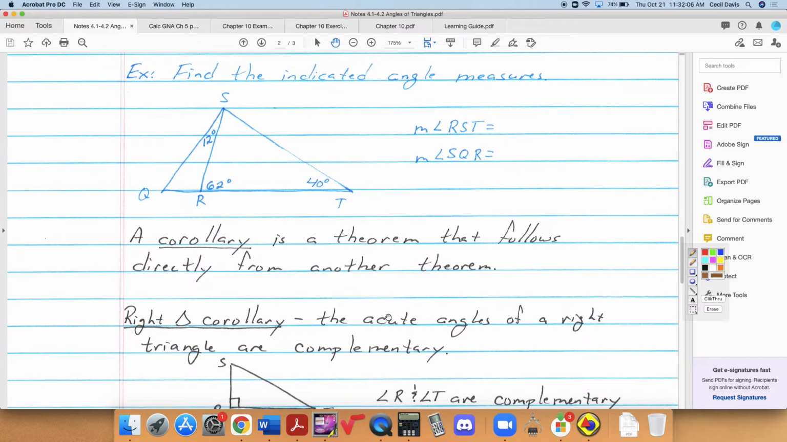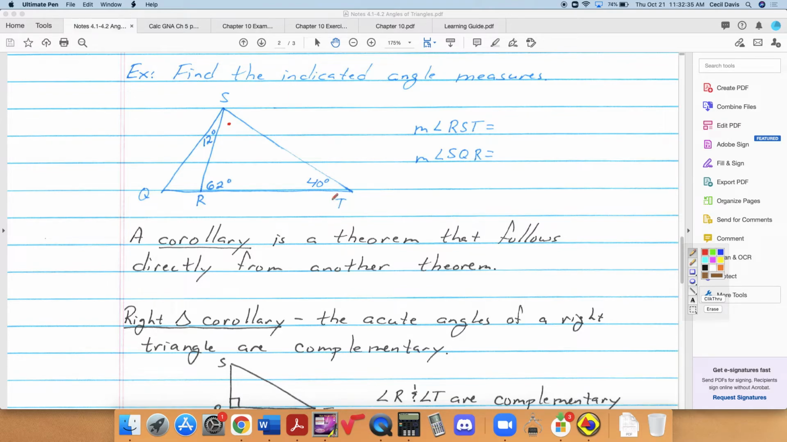Let's find the indicated angle measurements on this. We'll do the first one, which is like what you would do in your 7th grade math class. And then we'll do one that requires a little more thought. So for this first one, we're trying to find the measure of angle RST. So that's this angle up here. How can I find that angle's measure?